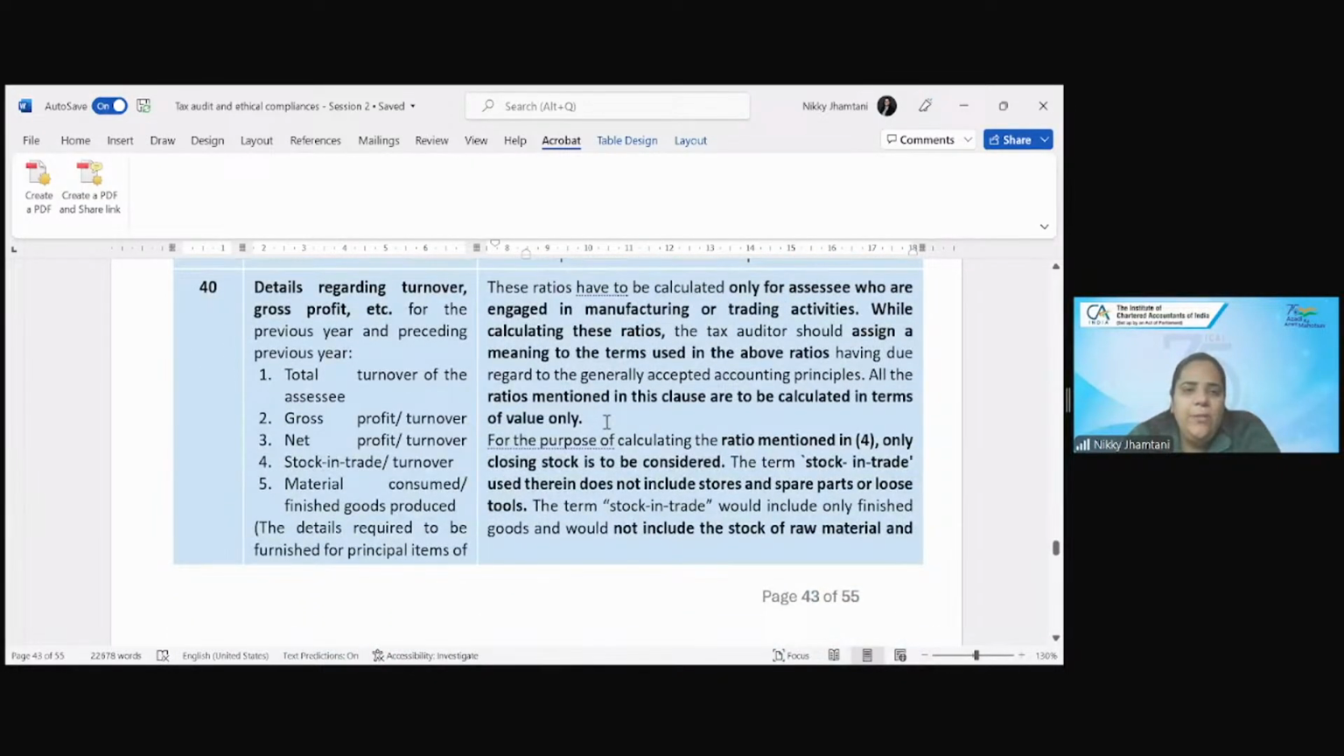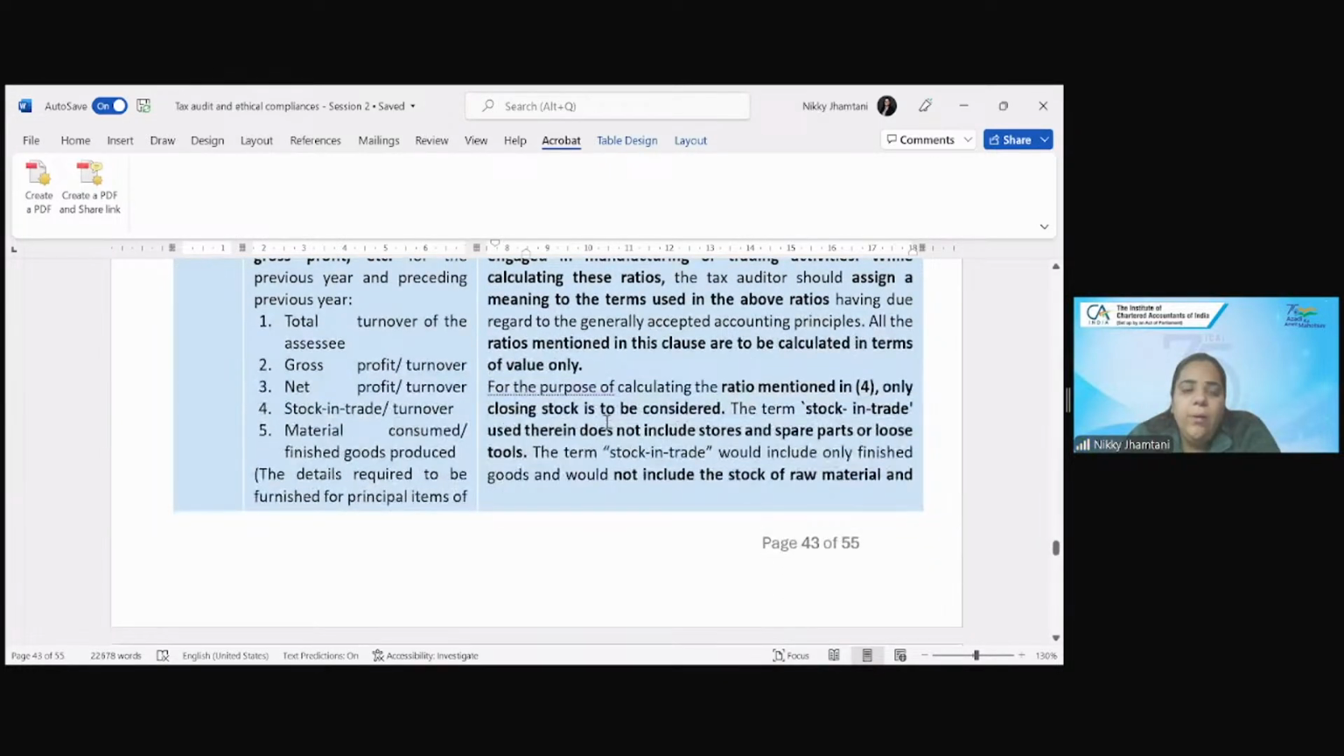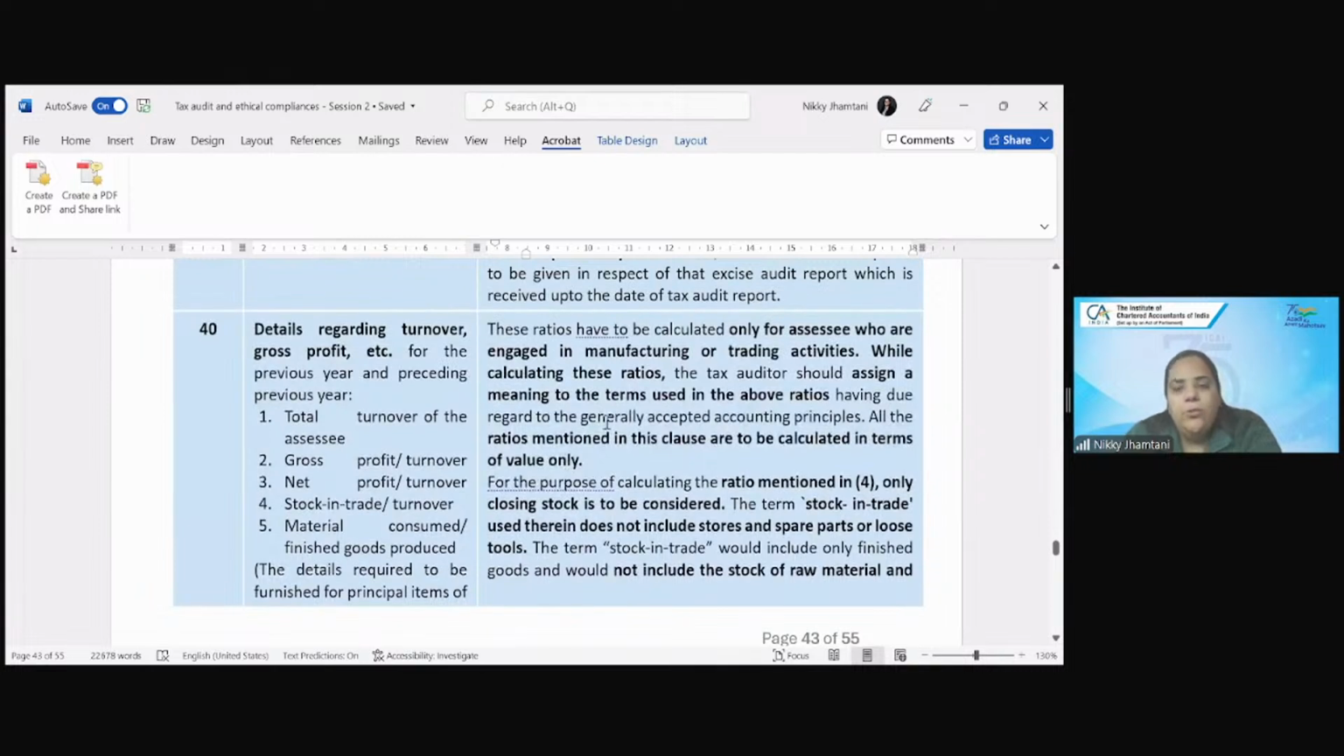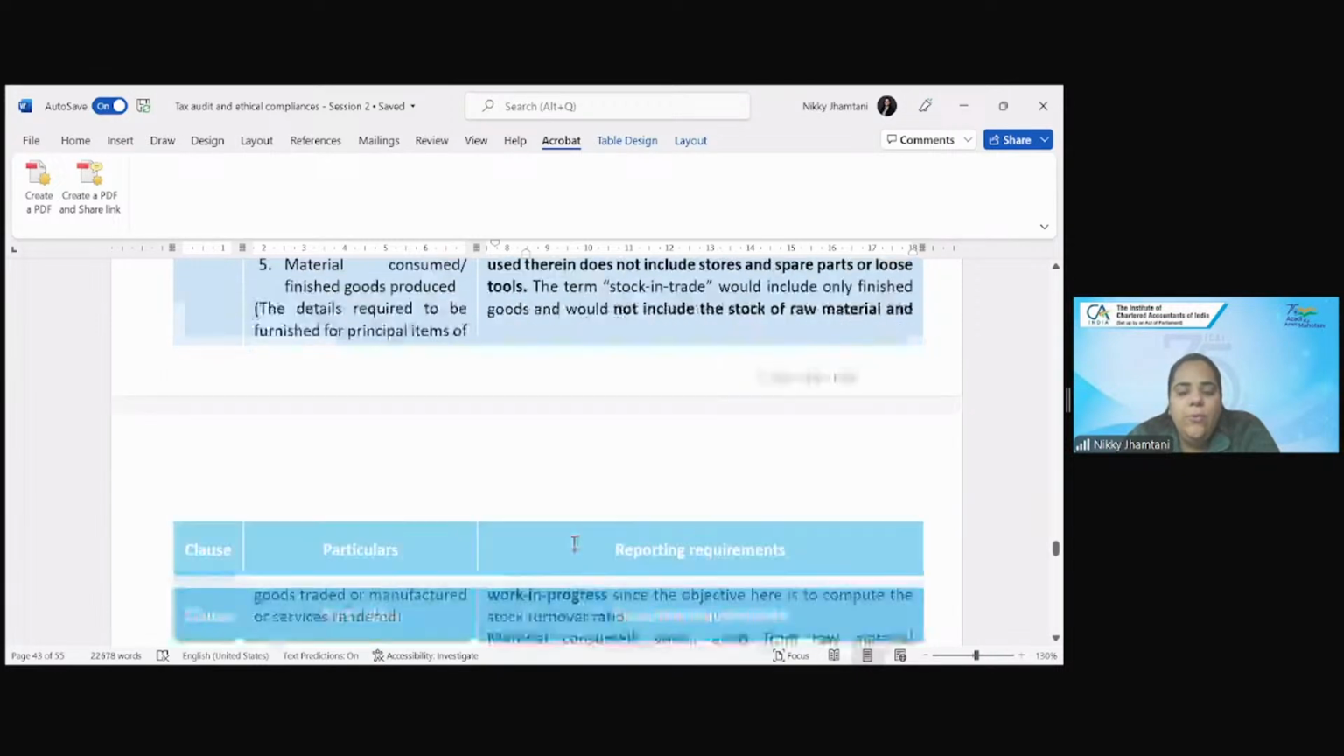Then clause 40 deals with details regarding turnover, gross profits, etc. for the current year, which is the previous year, and the preceding previous year. So total turnover of the assessee, gross profit by turnover, net profit by turnover, stock in trade by turnover, material consumed by finished goods produced. So these ratios the assessee has to carry out for manufacturing or trading activities. And while calculating these ratios, the tax auditor should assign a meaning to the terms used in the above ratios. All the ratios mentioned in this clause are to be calculated in terms of value only.